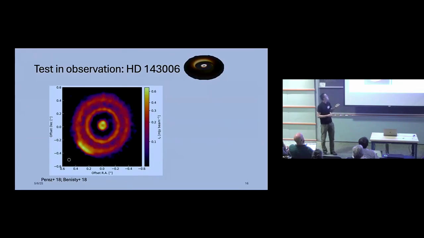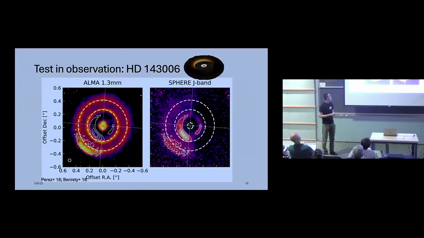For example, in this HD 143006, in ALMA observation, you have an inner disk and you have an outer disk that has two rings. And the inner disk and outer disk are not in the same plane. Their mutual inclination is around 30 degrees. And in the near-infrared scattered light, you can clearly see that one side of the disk is in the shadow and the other side is directly irradiated.